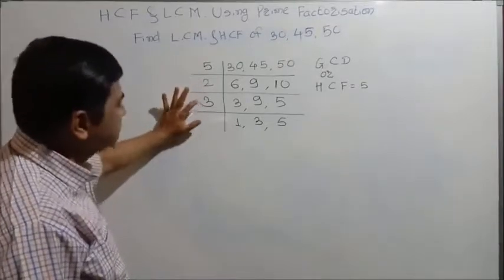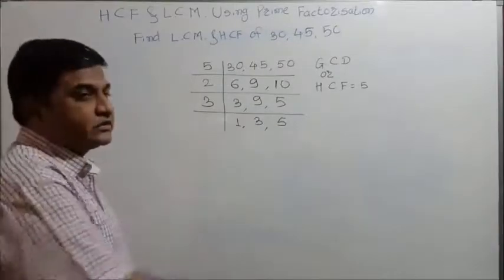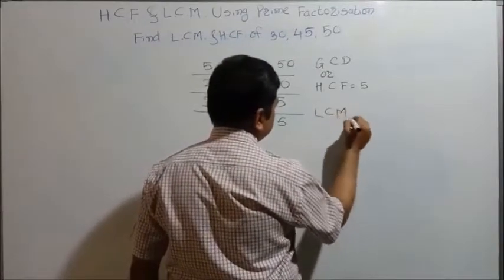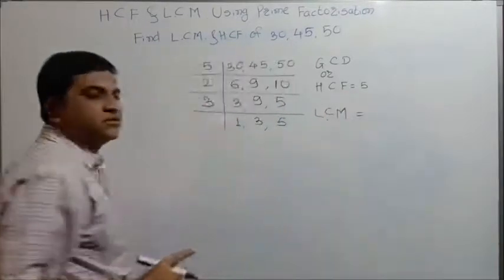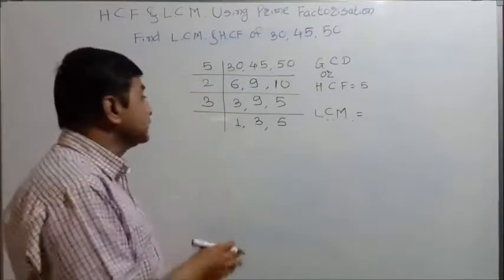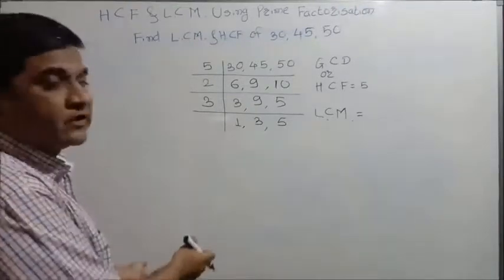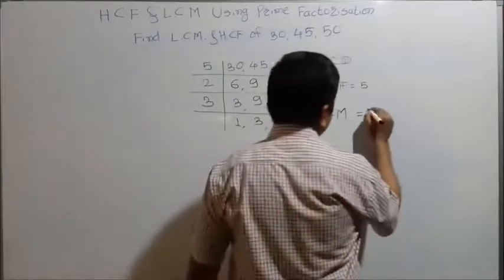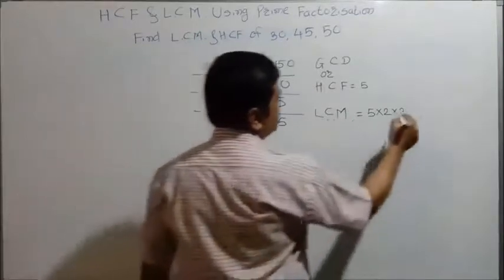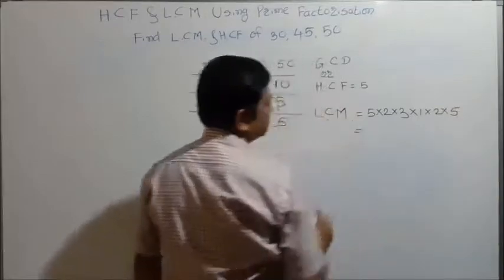Now, I can see that 3 and 9 are in the table of 3 and can be divided by 3. So I make the next divisor 3. 5 cannot be divided by 3, so we carry 5 as it is. When 3 is divided by 3, we get 1. When 9 is divided by 3, we get a quotient of 3. And at the end, we have 5 because we carried 5 as it is. Now you can see that all the numbers are prime numbers: 5, 2, 3, 1, 3, 5.